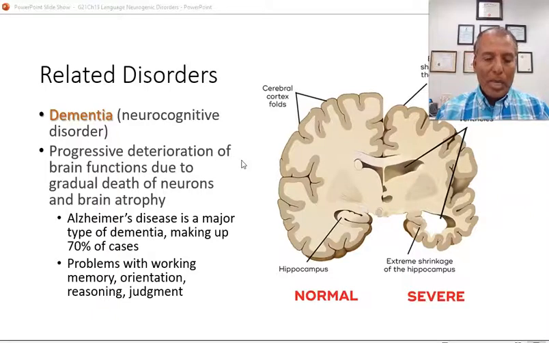And it has a genetic component as well. So dementia comes in many sorts, many types. One of these types is Alzheimer's disease. Alzheimer's disease cases make up about 70% of dementia cases. And sometimes it used to be called senile dementia.